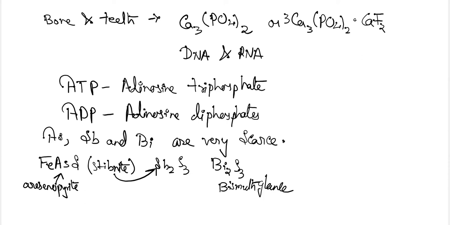They are obtained by the metallurgical process of roasting of sulfide ores. When the sulfide ores are roasted, then pure arsenic, pure antimony, or pure bismuth is obtained. But they are very scarce elements in the earth as compared to the 15th group elements nitrogen and phosphorus.